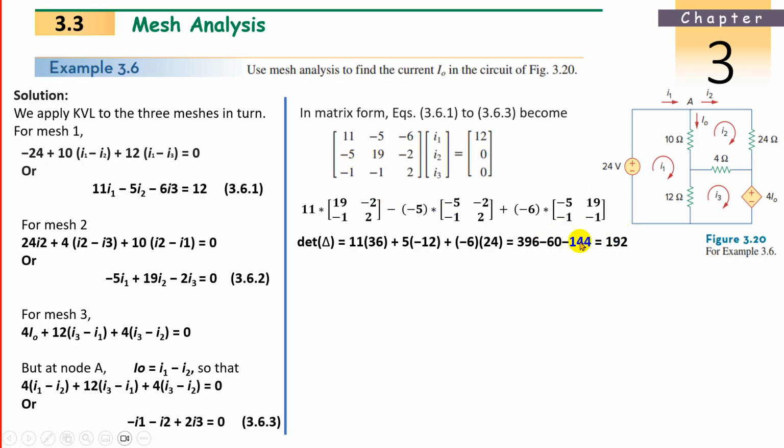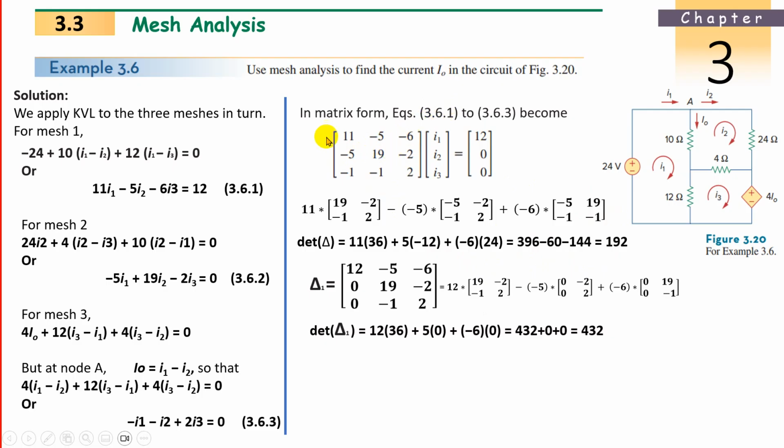Now determinant 1. How to determine 1? Just remove this column: 11, minus 5, minus 1. Remove this column and keep this 12, 0, 0. Now find the determinant. The first matrix is 12, 19, minus 2, minus 1, 2. Next, minus 5, 0, 0, minus 2, 2 is the second matrix. And for minus 6, 0, 19, 0, minus 1 is the third matrix. Now find the determinant 1, you will get 432.